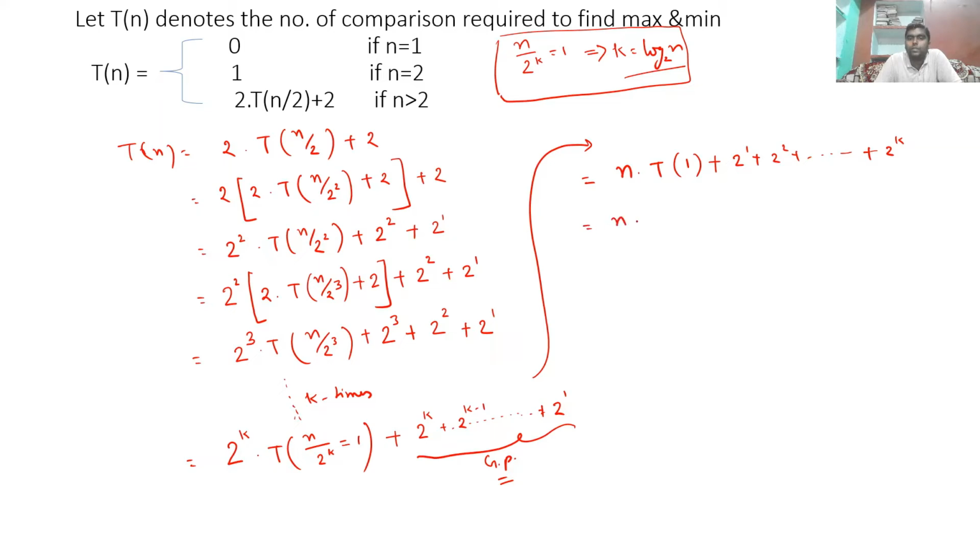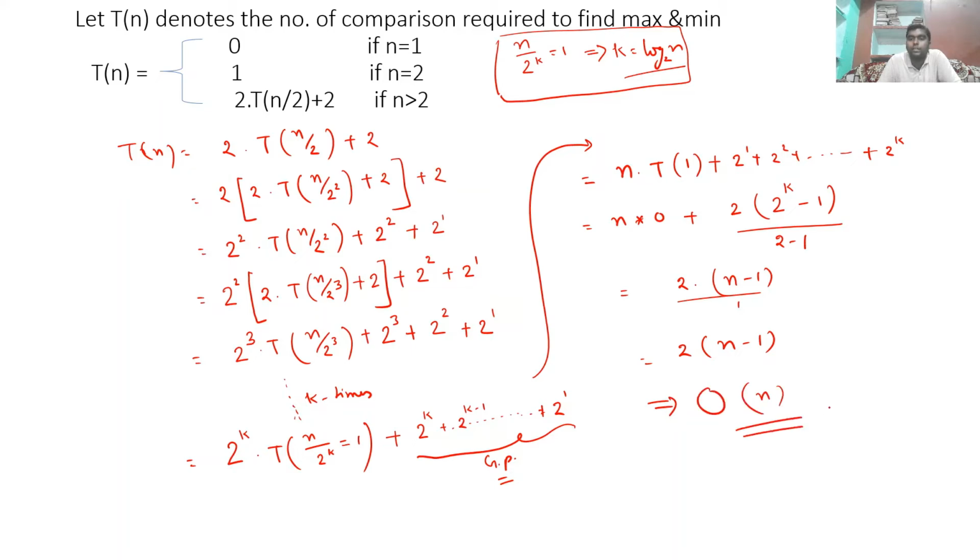So this way you will get n multiplied with 0. T of 1 is 0, plus a is 2, into r, which is 2 raised to the power number of terms. There are k terms, so 2 raised to the power k minus 1, divided by r minus 1, so it is 2 minus 1. So finally this way you will get 2 into 2 raised to the power k, and that value is going to be n, so it is n minus 1 divided by 1. So finally 2n minus 1, which is nothing but order of n. So this is the time complexity.